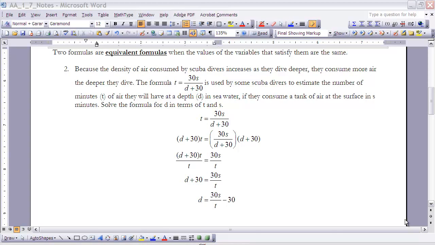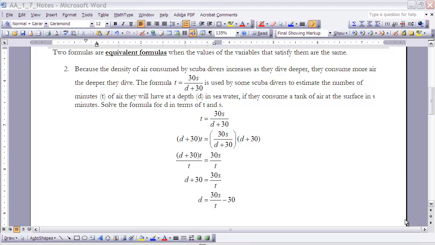It says, because the density of air consumed by scuba divers increases as they dive deeper, they consume more air the deeper they dive. The formula T equals 30s over D plus 30 is used by some scuba divers to estimate the number of minutes T of air they will have at a depth D in seawater. If they consume a tank of air at the surface in S minutes, solve the formula for D in terms of T and S. Well, when we say in terms of T and S, that means that T and S would be the independent variables for the dependent variable D.